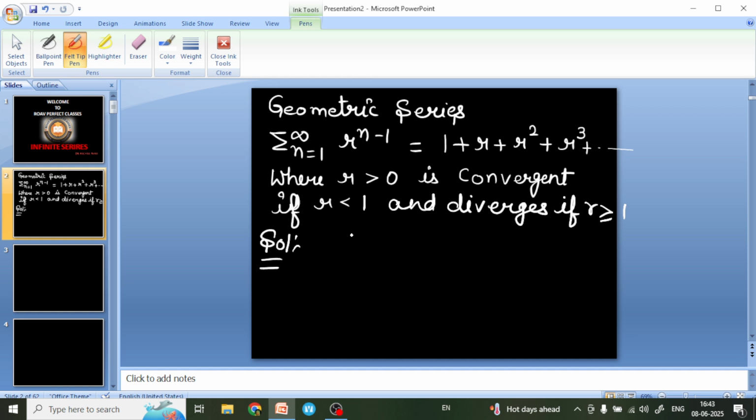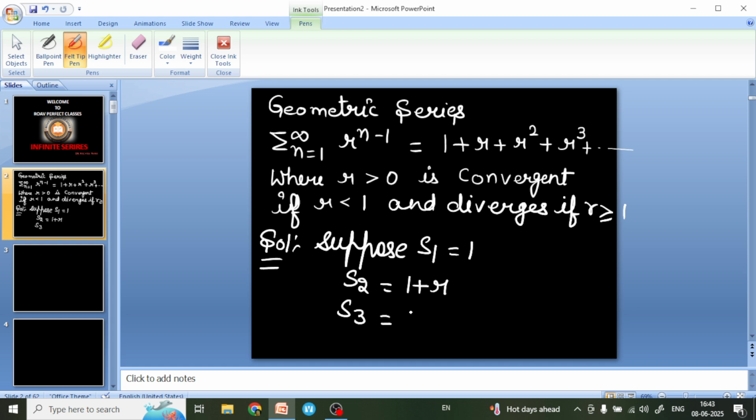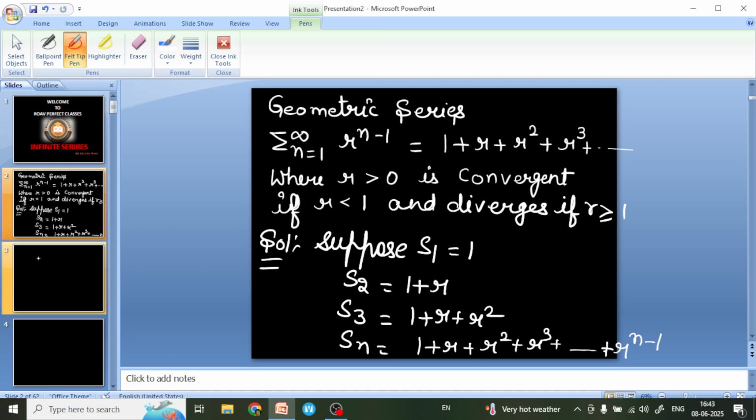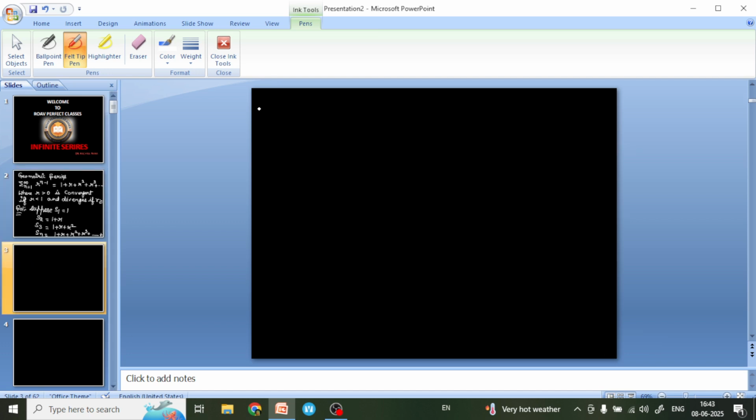First of all, suppose S1 is equal to 1, S2 is equal to 1 plus r, S3 is equal to 1 plus r square. You can see from this series, Sn should be equal to 1 plus r plus r square plus r cube plus up to r raised to power n minus 1. Now I am taking three cases which are given in the question.